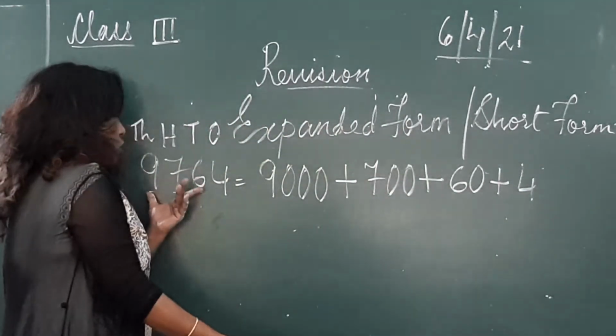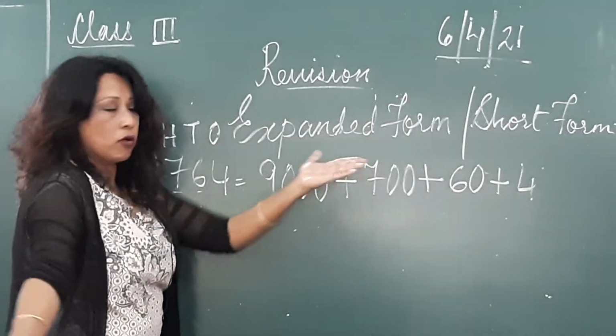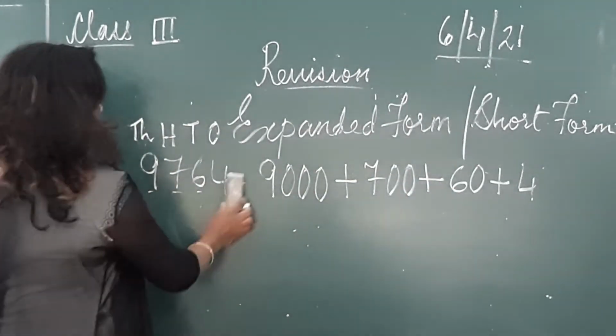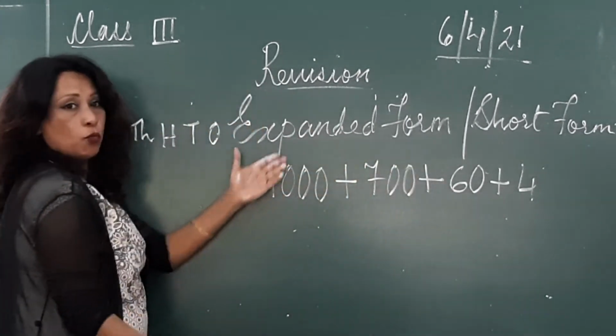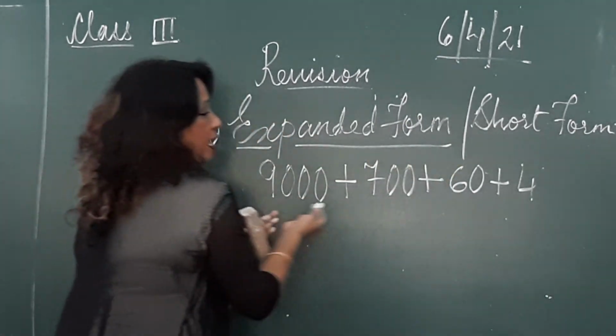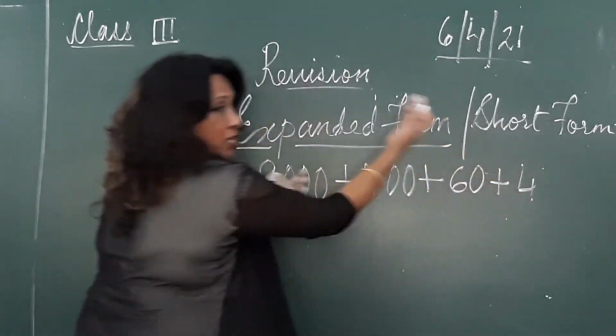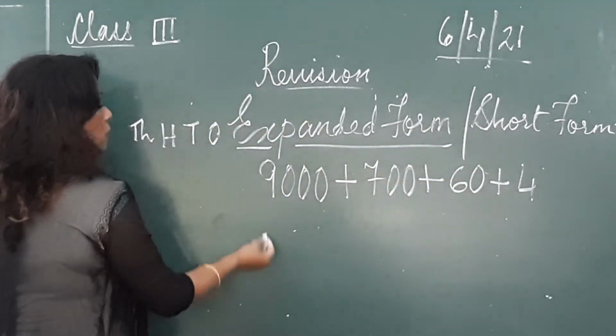Now see the same short number, how I expand it. Expand means to make it long. This is called expanded form, the long form. Now the same long form I can again transfer into the short form. Let's see how I'm going to transfer it.